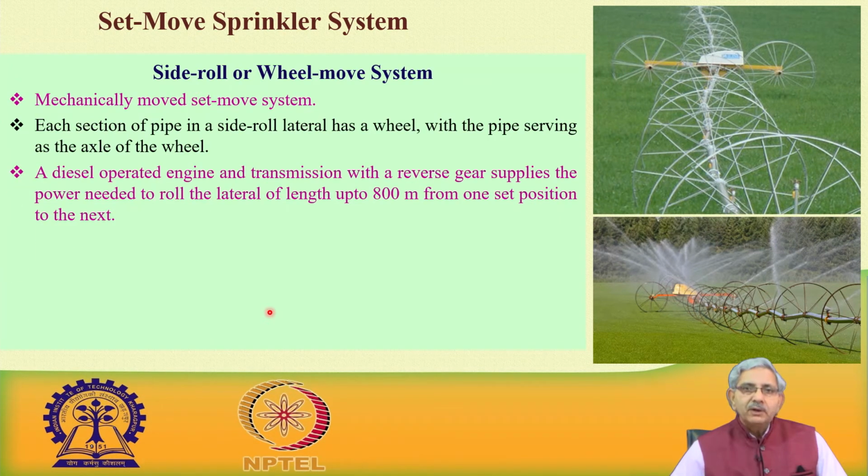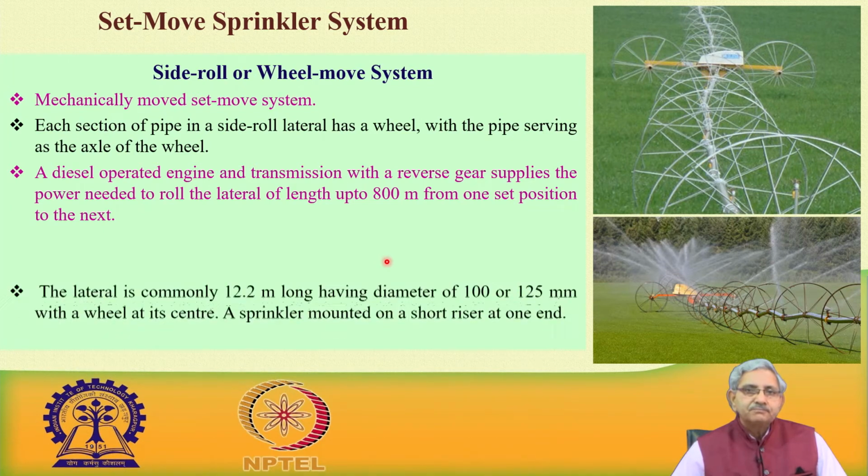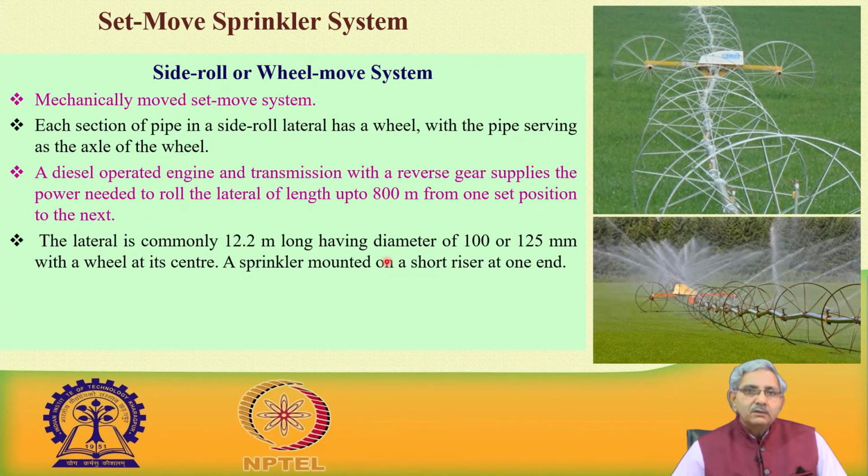A diesel operated engine or transmission with a reverse gear supplies the power needed to roll the lateral, of length up to 800 meter, from one set position to the next. The lateral is commonly 12.2 meter long, having a diameter of 100 to 125 millimeter with a wheel at its center, and the sprinkler is mounted on a short riser on each end.